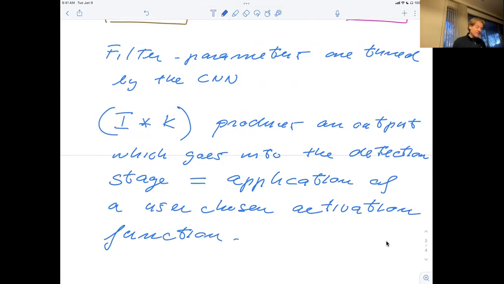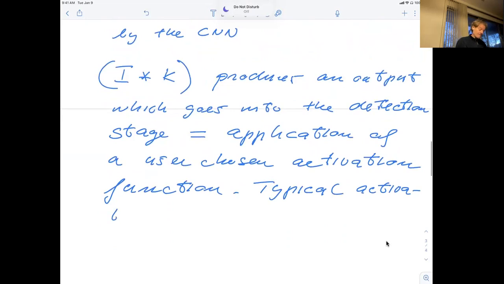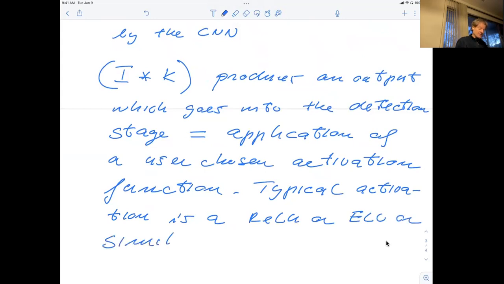And typical examples of these activation functions are, for instance, the ReLU function, which is widely used. It's very simple to use, and that produces a specific output here. So the typical activation is a ReLU or any of the kind of linear units, exponential linear units, or ELU, or similar functions, because they are pretty easy to implement.